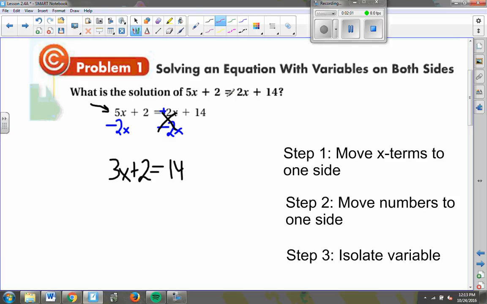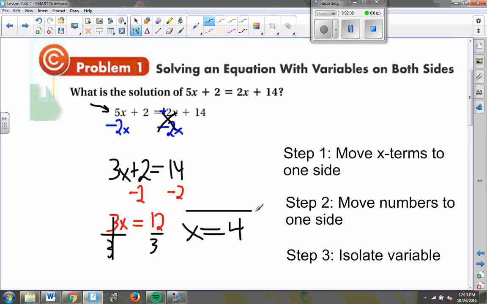And now this is like an equation that we can solve, right? I need to move the numbers away from the x here. I need to move the plus 2 to the other side. So again, the opposite of plus 2 will be minus 2. And I end up with 3x equals 12. And then I need to isolate my x variable by dividing. So I will divide this by 3 to cancel out the 3's. Divide that by 3. x equals 4. 12 divided by 3 is 4.